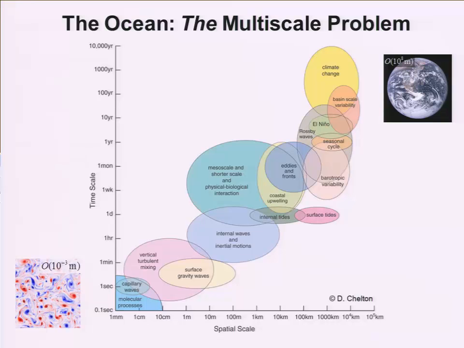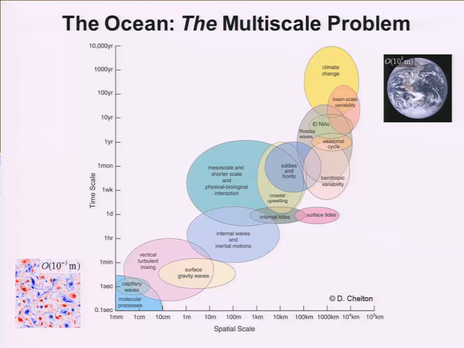So the ocean is the multi-scale problem that we have on planet Earth. This diagram shows a variety of ocean processes with a spatial scale and a time scale, and at the very end we have climate. This has spatial scales on the order of the circumference of Earth and time scales on the order of tens of thousands to hundreds of thousands of years. At the very small scale we have turbulent mixing, which at the smallest scale is on the order of the Kolmogorov scale, which is about 1 millimeter.